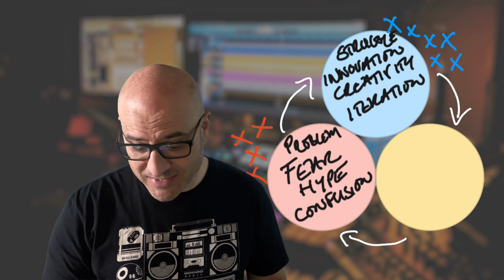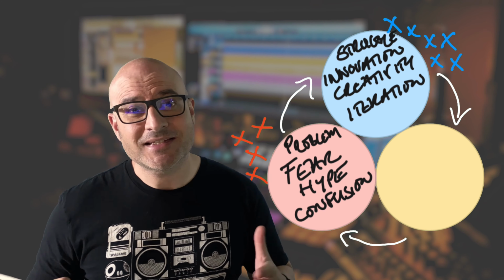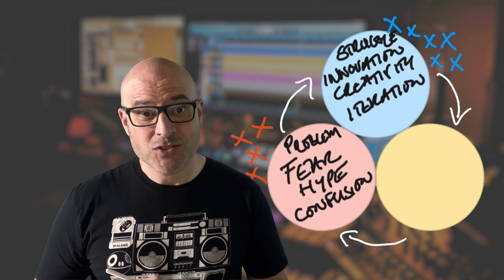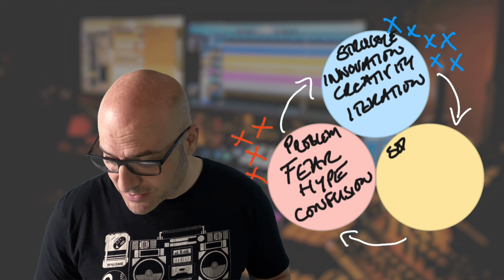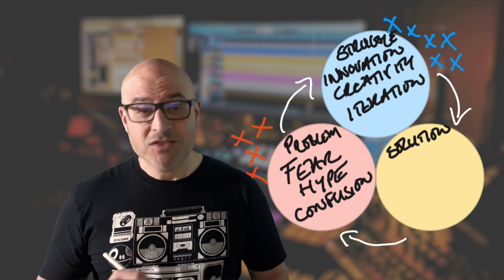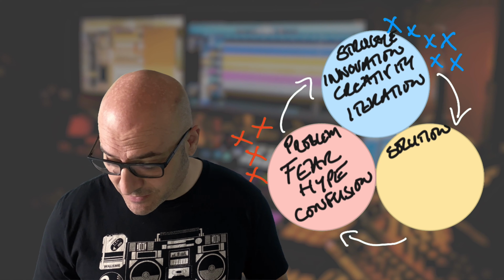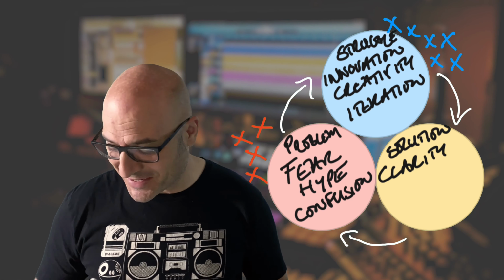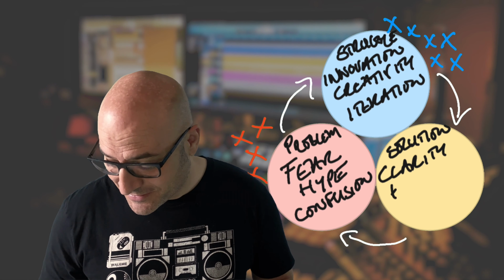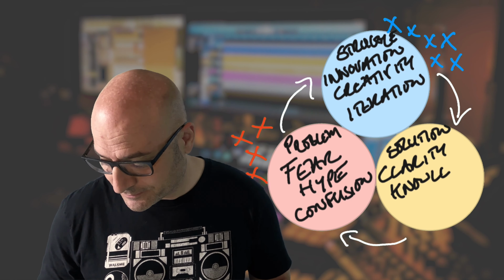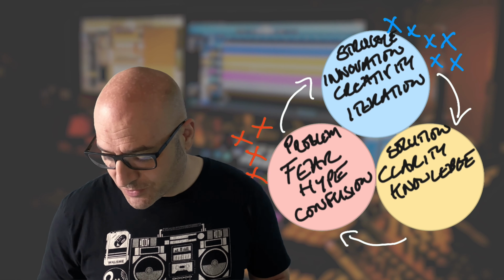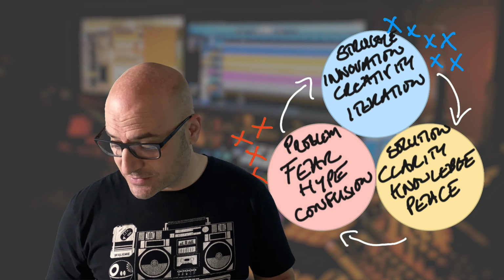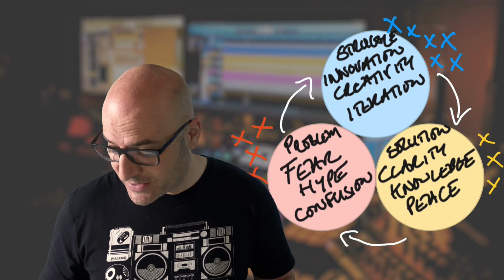And then in the yellow circle, this is the section of the album, or even the piece of music, the individual song, that is the solution. So in terms of the album I'm writing now, it could be, and by the way, this is something that I haven't achieved yet in terms of AI, clarity, knowledge, maybe even some kind of peace. And again, there are going to be certain pieces of music that fit into this bracket.